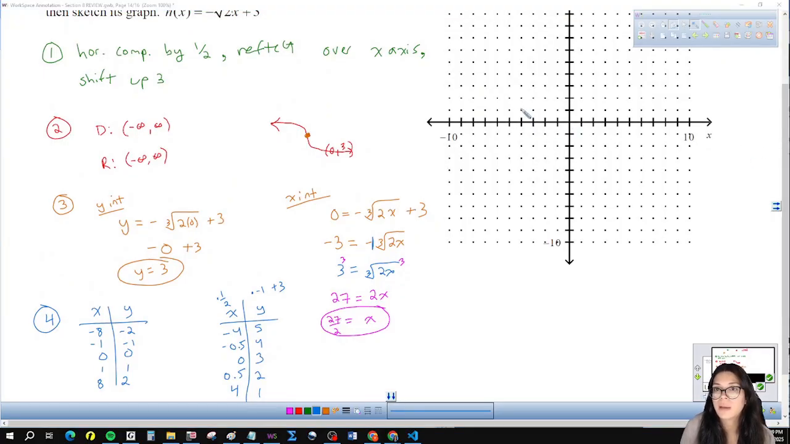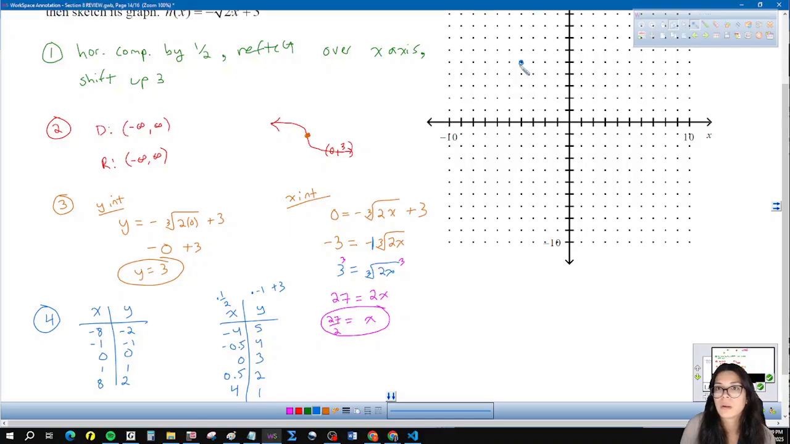-4 and 5. -1/2 and 4. 0, 3, which is our center. Make that one a little bit bigger. 1/2 and 2.